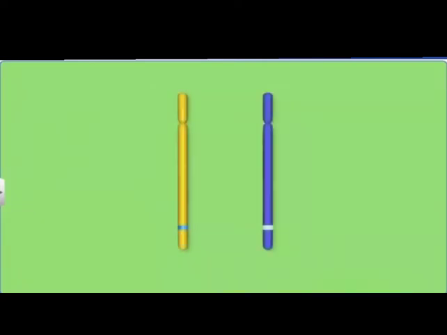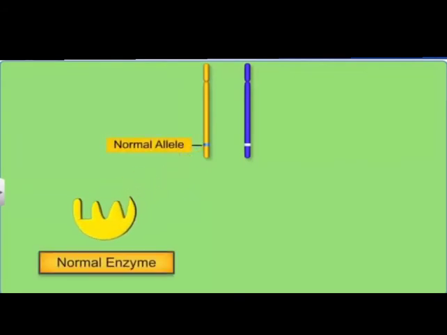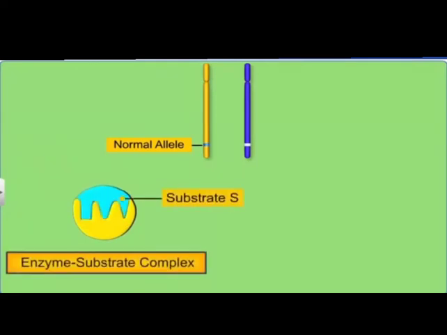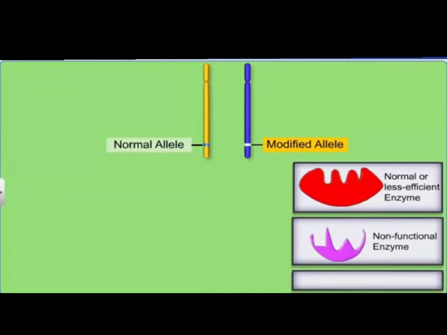For example, let us consider a gene that has the information to make a particular enzyme. And this gene has two copies, which are the two allelic forms. Now let us consider the normal allele produces a normal enzyme that is needed for the conversion of a substrate S into a product. According to assumed facts, the modified allele could be responsible for producing a normal or a less efficient enzyme, or a non-functional enzyme, or no enzyme at all.